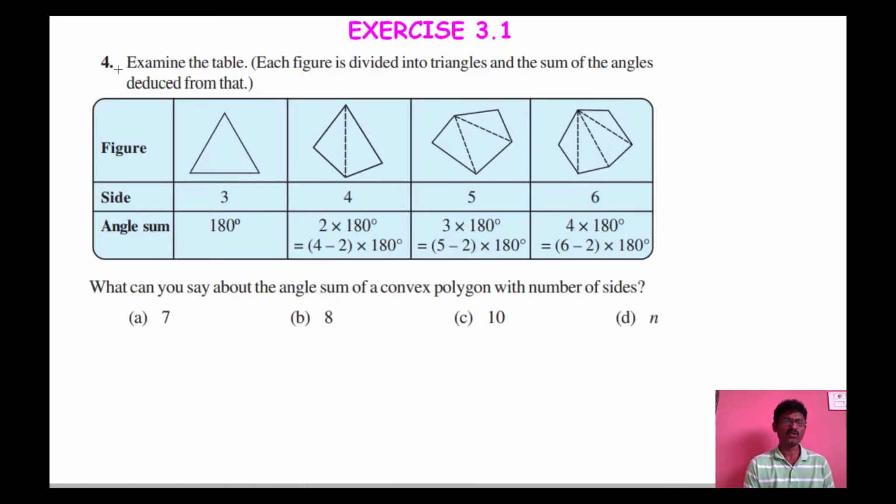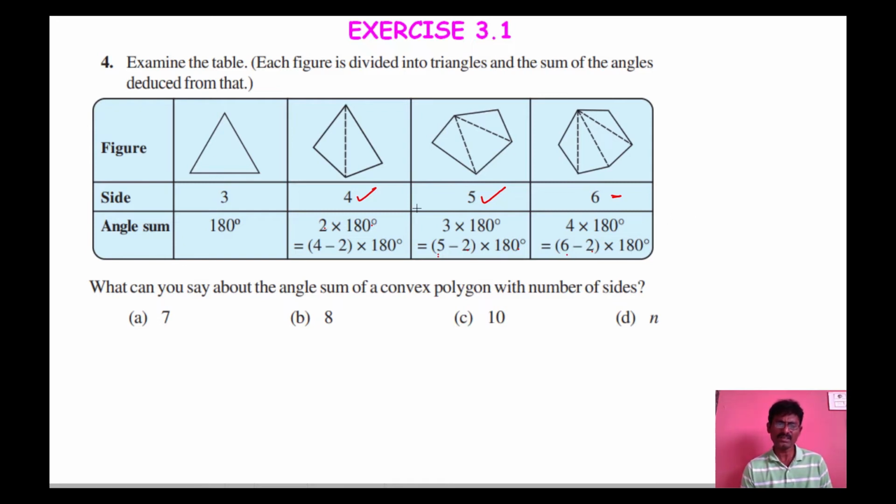Exercise 3.1, fourth problem. Examine the table. Each figure is divided into triangles and the sum of the angles deduced from that. You see, in the triangle, there are three sides. The angle sum is 180 degrees. In a quadrilateral, number of sides is 4. Angle sum is 2 times 180, that is equal to (4 minus 2) times 180 degrees. If the number of sides is 5, then that will be (5 minus 2) times 180. If the number of sides is 6, then that will be (6 minus 2) times 180 degrees. This is the sum of the angles.